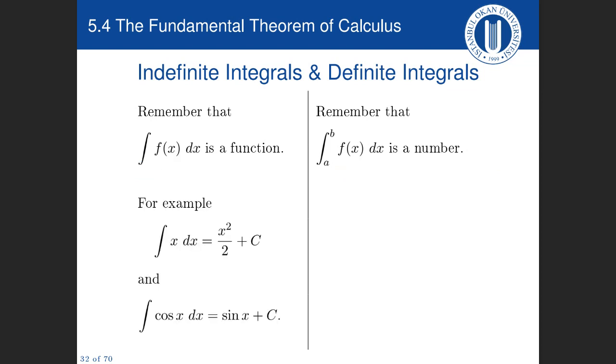For example, the indefinite integral of x dx is x squared over 2 plus c. Don't forget the plus c. Of course, there are points in the exams for writing plus c. And the integral of cos x dx is sin x plus c. Moving over to the right-hand side, the integral of x between 0 and 1 is a number, it's the number a half, and the integral of cos x between 0 and pi over 2 is also a number, it's the number 1.